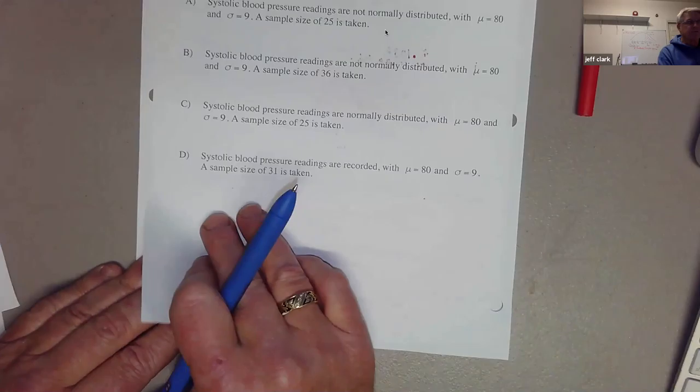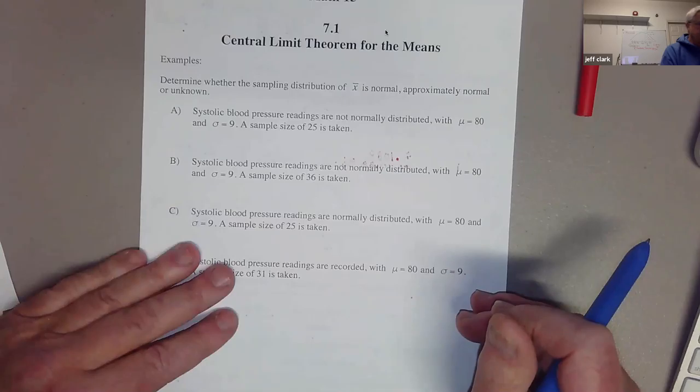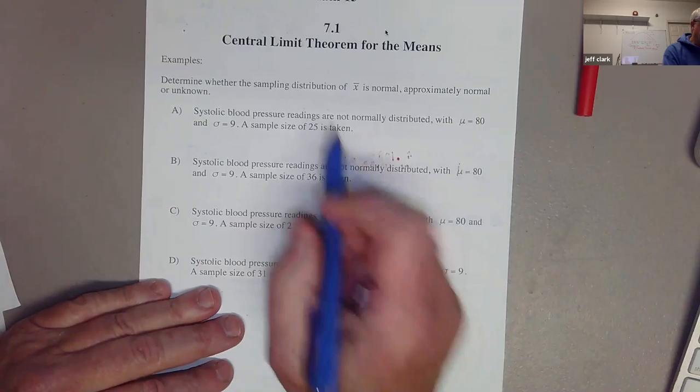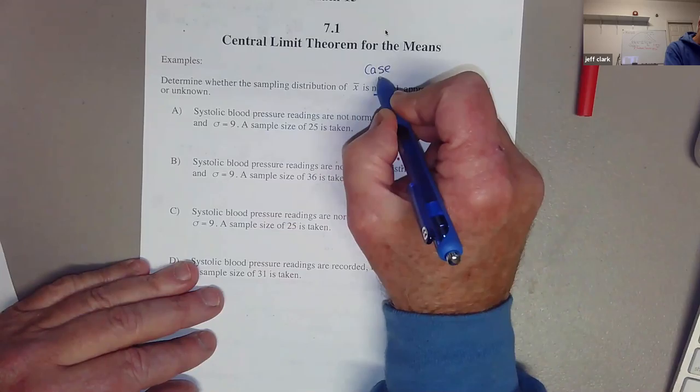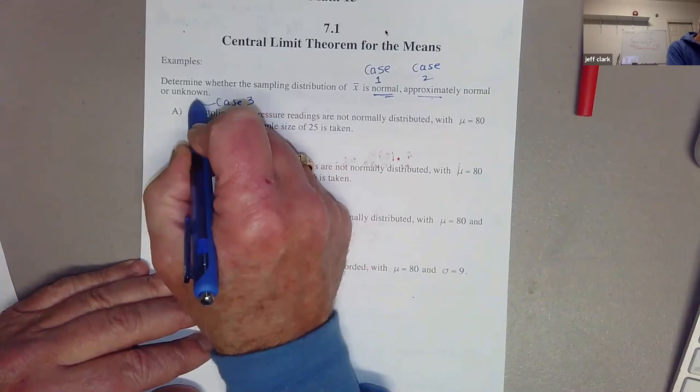For instance, like these guys. These are a sample of what you might see in your homework. Determine whether the sampling distribution is either normal or approximately normal. So this would be, let's say, case one or case two or case three, unknown. Can't do anything.